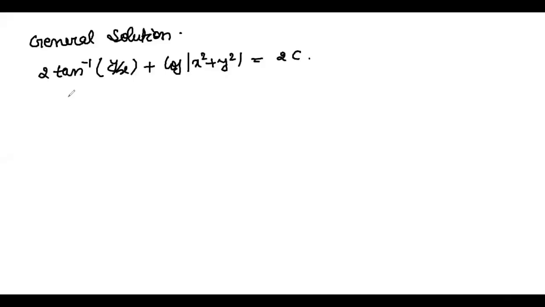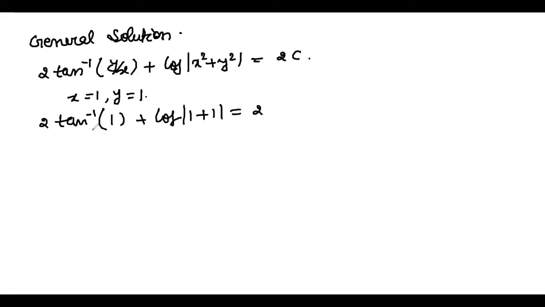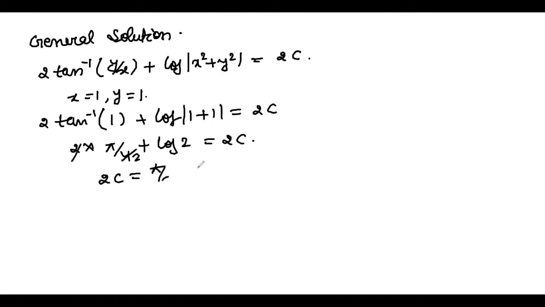Now we will apply the values of x and y, x equals to 1 and y equals to 1. So I'm applying 2 tan inverse 1 plus log of mod 1 plus 1, so it is equals to 2c. So finally 2 tan inverse 1, that is pi by 4, plus log 2 equals to 2c. So we can write it as 2c equals to pi by 2 plus log 2.